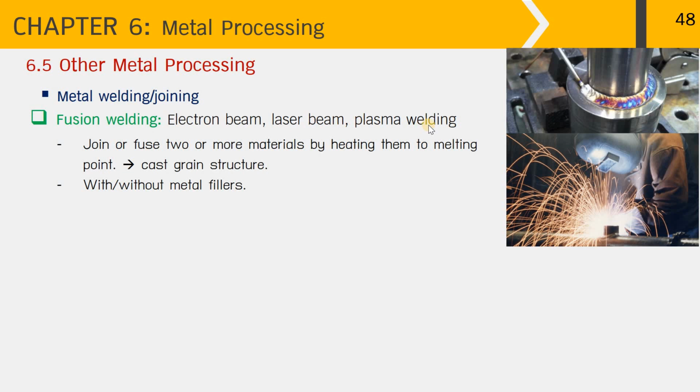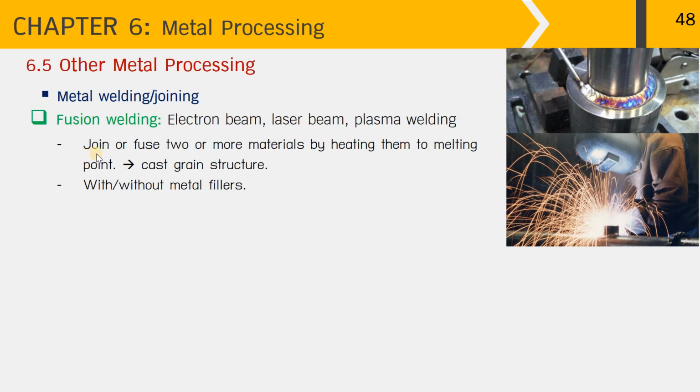In this type of fusion welding, we use different sources of energy. Therefore, we use electron, laser, and plasma as the heat source. As you can see from this picture, the welder is joining the metal pieces by means of fusion welding. And in the picture on the top, you can see that the metal parts on the top and the bottom have been welded along the circumference by using the filler.